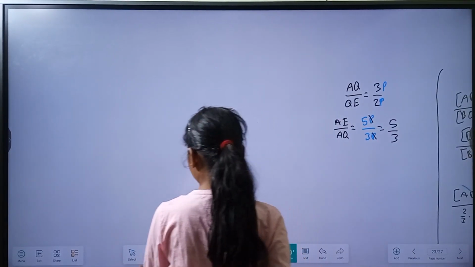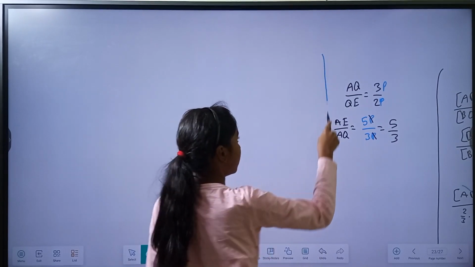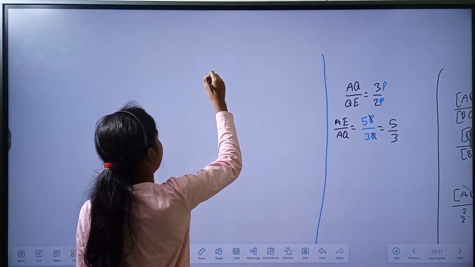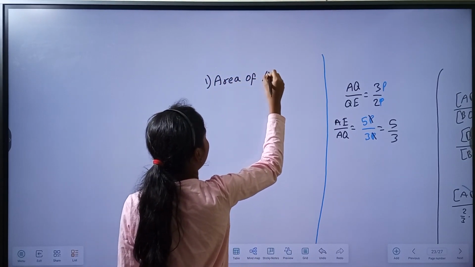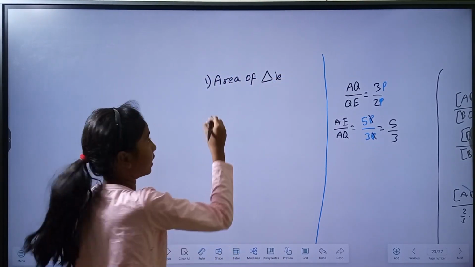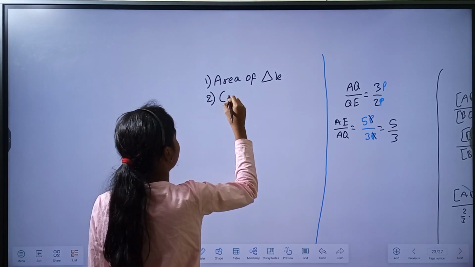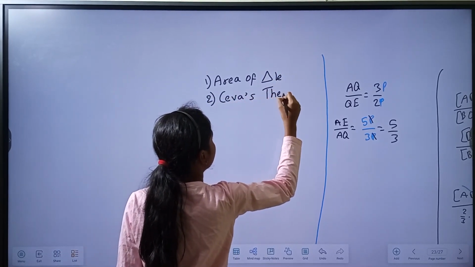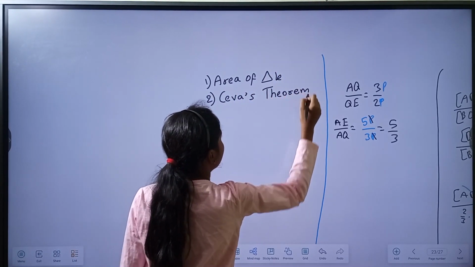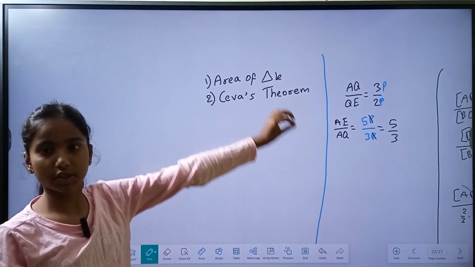Okay, now the concepts we have used in this question are, first, the area of a triangle, and second, Ceva's theorem.